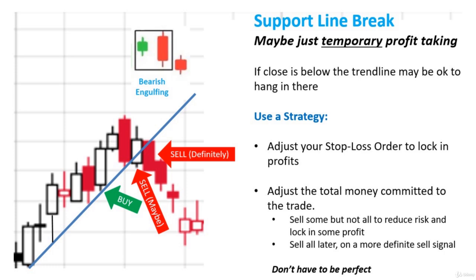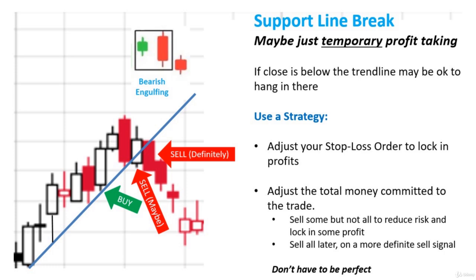And if it looks like it goes south and it is a definite breakage and it keeps going down, as in this example it does, well then I'll sell at that point and still make a profit, but I'll get out of it completely. And then I'll sell it all later on as that more definite sell signal.